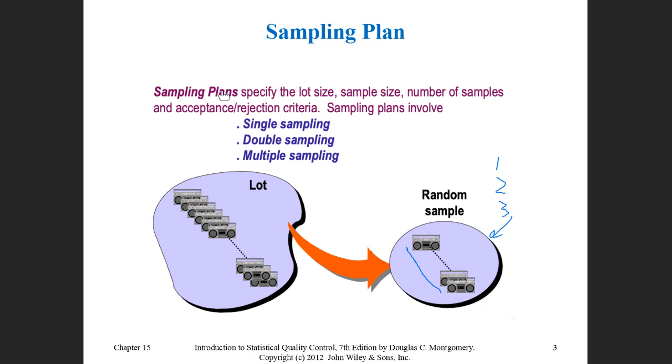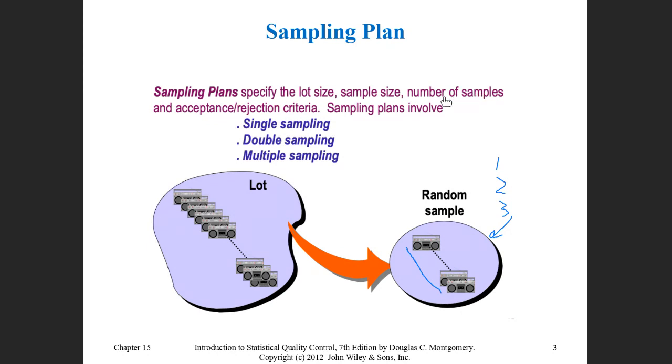So each of the methods or each of the plans, whether it's single or double or multiple, will contain this information. The lot size is usually constant for all these three because regardless of what you select in terms of the plan, the lot size will not be different. The difference comes in the sample size, how many items you will select for every sample, and how many samples you are going to have.